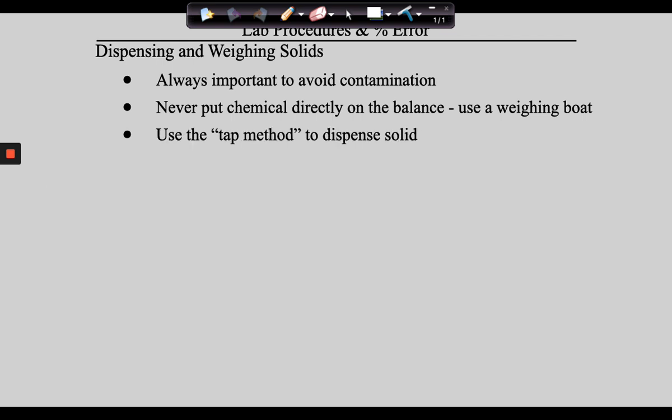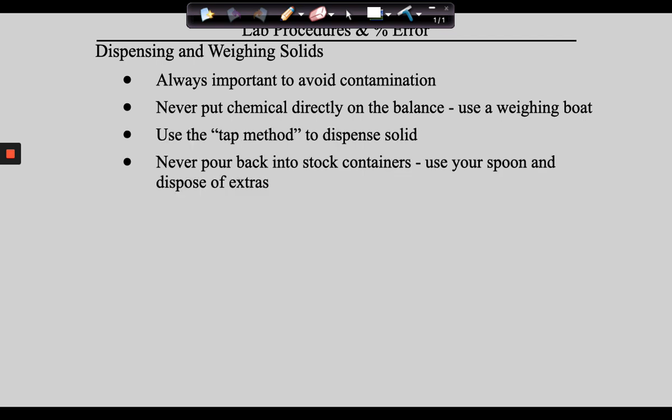So how many points do we have here? Four? Is there a fifth? No, that's it. Okay. So these are the things that you need to keep in mind as we're talking about how to dispense solids. Again, it's about contamination. Again, we use weighing boats. And we will use what is called the tap method.